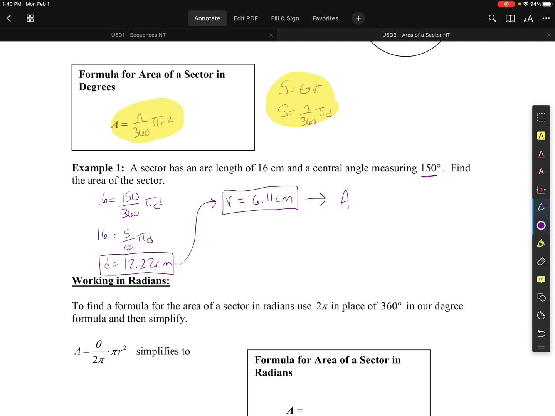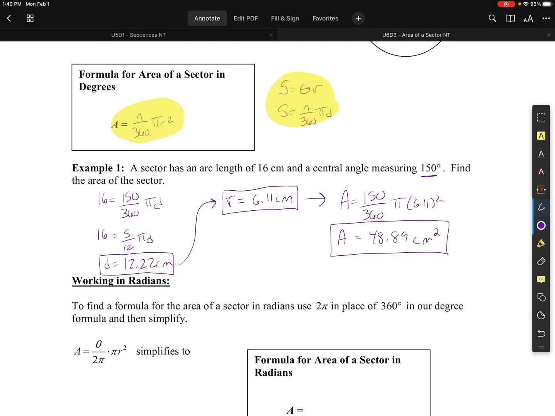Right, so now area equals 150 over 360 pi times 6.11 squared. Area equals 48.89 centimeters squared. And just like thinking back to our previous unit, right? With sequence and series, if you couldn't solve it with one formula, then you had to use the other. That's going to be consistent here too. If you can't find the area given the information you have right away, you probably have to use the length formula to get information to then find the area.